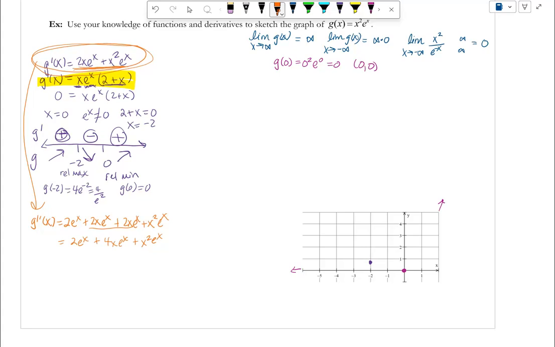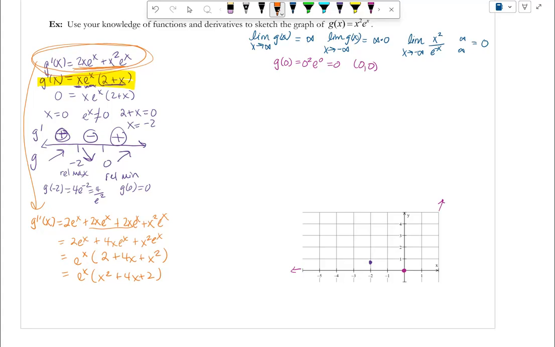And when I go ahead and pull out my greatest common factor, it looks like my greatest common factor there is going to be e to the x. So I get e to the power of x times 2 plus 4x plus x squared. And I'm going to rewrite that in standard form. I don't know, that'll just drive me crazy. All right, so that's our second derivative.